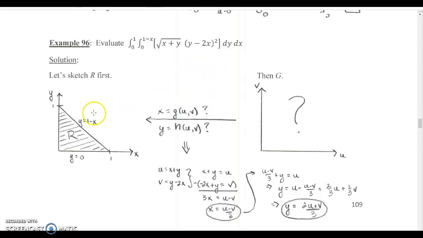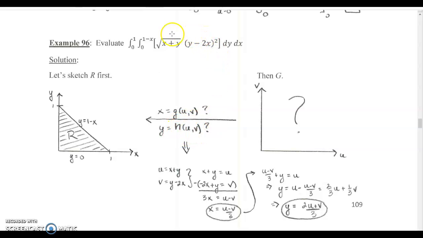Okay, so here's the region R sketched over the xy plane, right? As x is going from 0 to 1, y is going from the function y equals 0 to the function y equals 1 minus x. So this is the region R. Now I actually need to figure out what's the region G in the UV plane that we're going to integrate over. But technically what I need to figure out is what is x in terms of some function of u and v, and what is y in terms of some function of u and v.